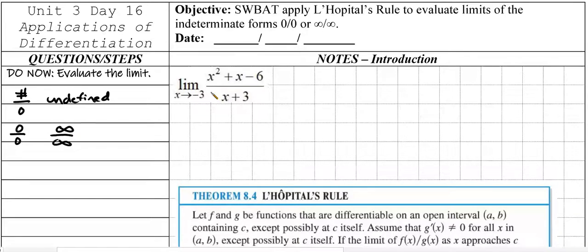Now, go ahead and pause this video and take 1 minute to do the do now.